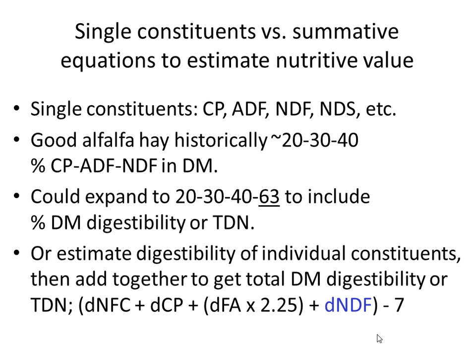When you get forage test results, some people do their interpretations based on a single constituent like crude protein or neutral detergent fiber. Historically, we've always thought of a reasonably good alfalfa hay as having, quote, 20, 30, 40 in composition. What's that mean? 20% crude protein, 30% acid detergent fiber, 40% neutral detergent fiber. Those are just numbers around in your head as kind of indexes of reasonably good forage, okay?